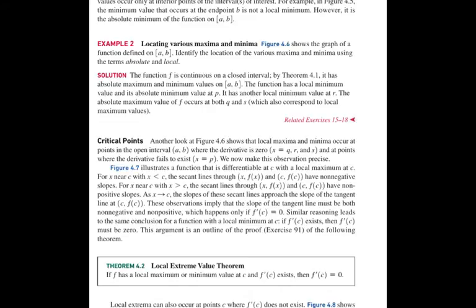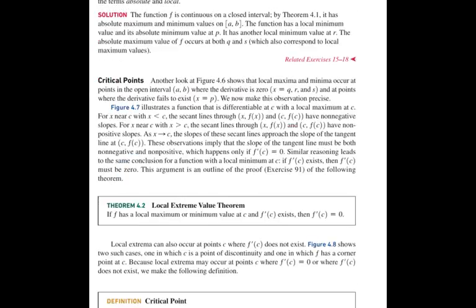Or 0, and at points where the derivative fails to exist. We now make the observation precise. Figure 4.7 illustrates a function that is differentiable at c with a local maximum at c. For x near c, where x is less than c, and so on. Long story short, if f has a local maximum value at c, then f prime of c exists and f prime of c is going to be 0.